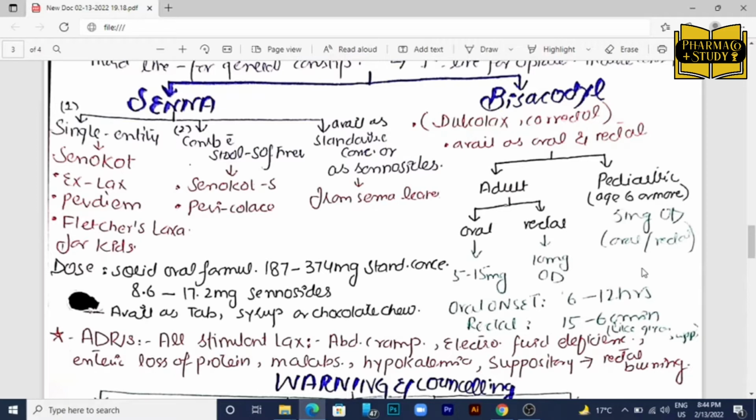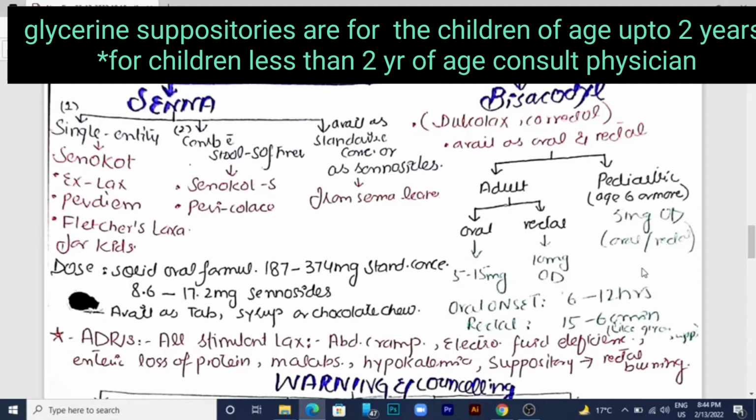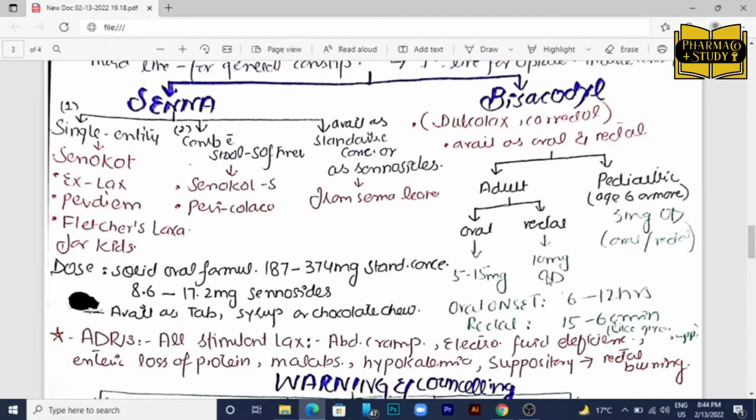But how will you treat children suffering from constipation who are less than 6 years of age? The answer is glycerin suppositories. We give glycerin suppositories to children under 6 years of age. This is very important to remember. Also, massaging castor oil on the belly of the child can relieve them from constipation.